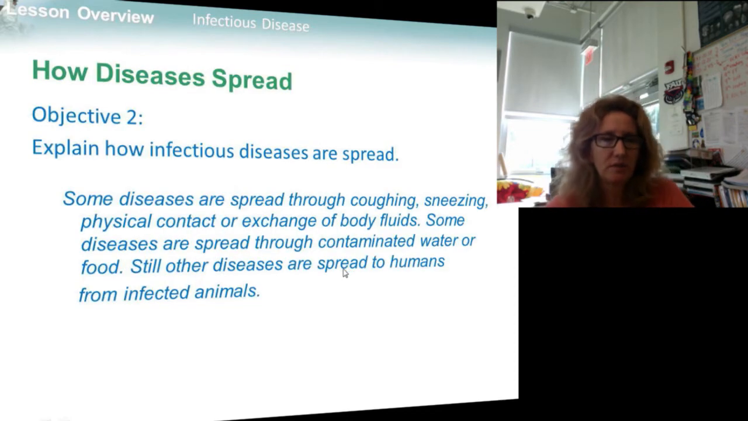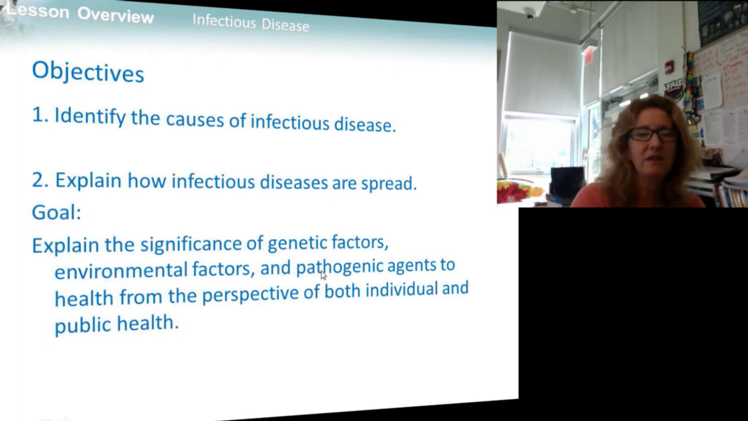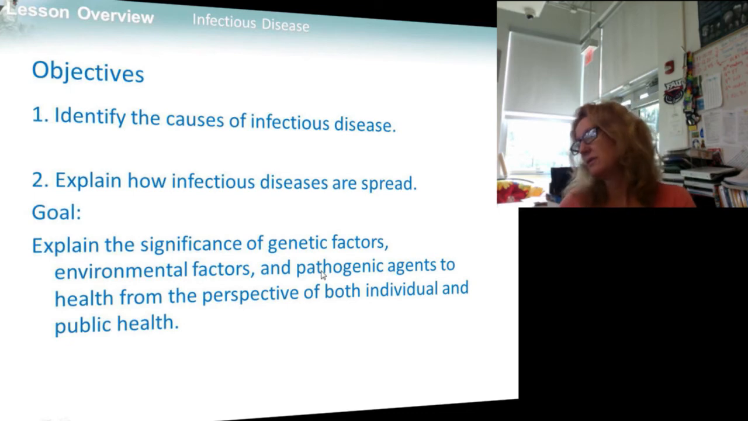So our objective 2 was to explain how infectious diseases are spread. I'm just joking about staying inside. Go out and play and enjoy the world. Some diseases are spread through coughing, sneezing, physical contact, or exchanging of bodily fluids, and some diseases are spread through contaminated water or food. Still other diseases are spread to humans from infected animals. So our objectives, again, were to identify the causes of infectious diseases and explain how infectious diseases are spread, and they all support the goal of explaining the significance of genetic factors, environmental factors, and pathogenic agents to health, from this perspective of both individual and public health.